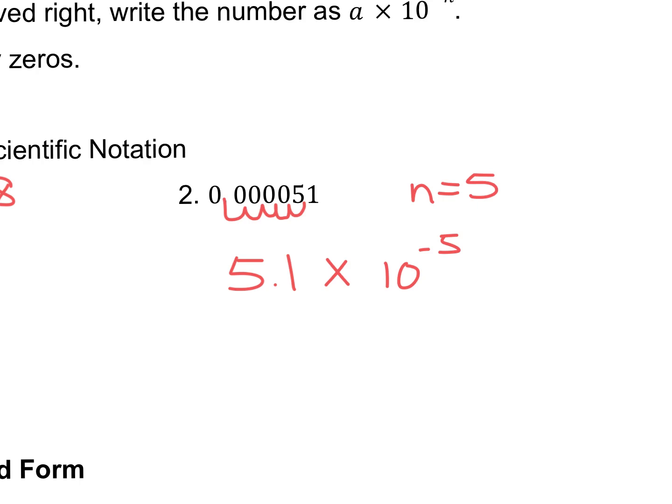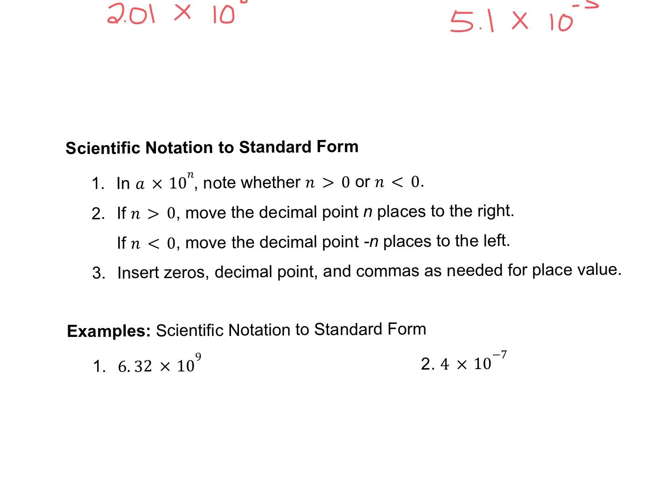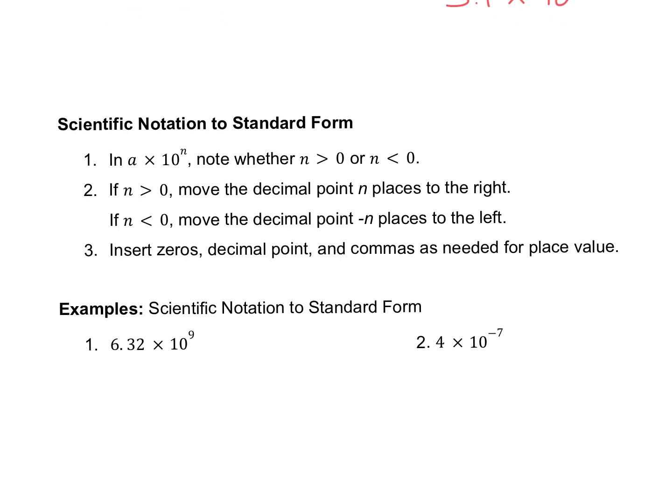Okay, now we're going to go from scientific notation to standard form, which I believe is easier. In this little format I gave you, in our scientific notation, you want to note whether n is greater than 0 or less than 0, so whether n is positive or negative. If n is greater than 0, you're going to move to the right, which is what our brain normally tells us to do. If it's less than 0, so if it's negative, we're moving our decimal to the left. And this last part is just telling you to insert zeros in those empty spaces after you move the decimal.